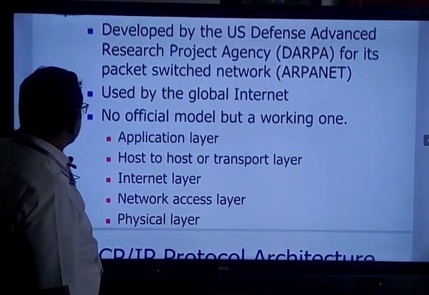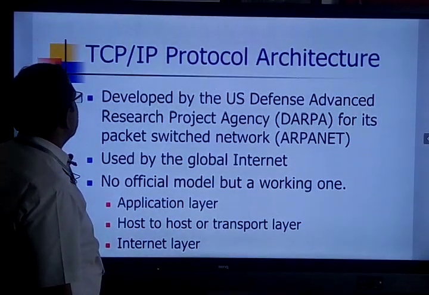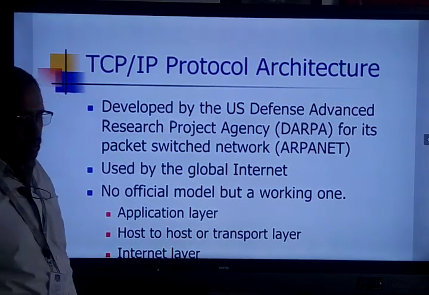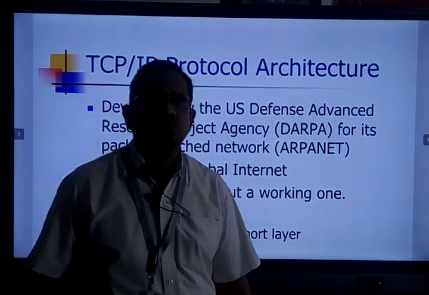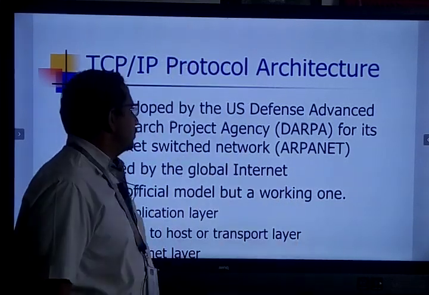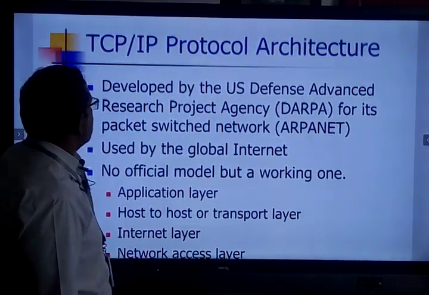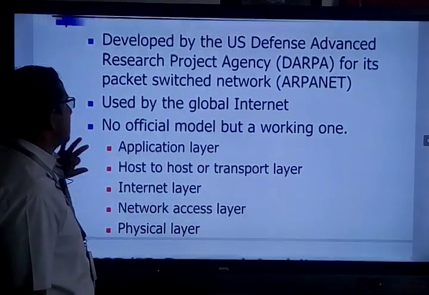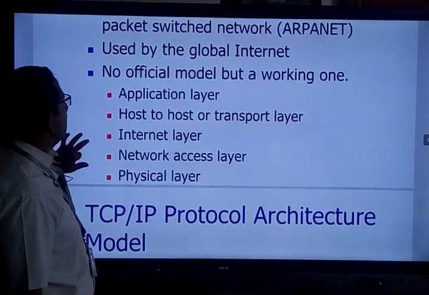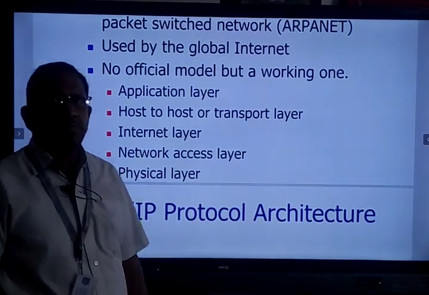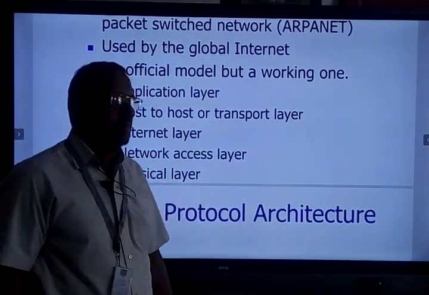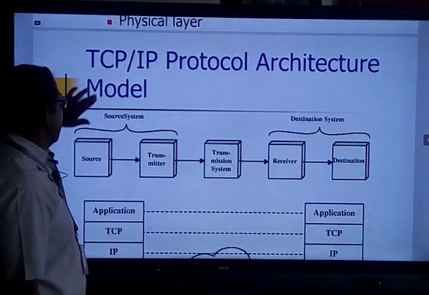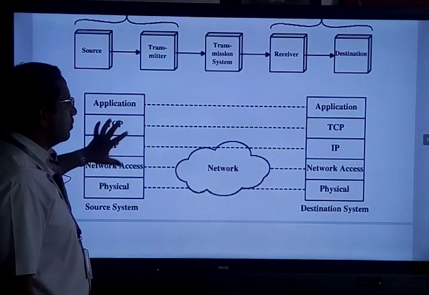Then one more layer is going to be called the TCP/IP layer, the TCP/IP protocol architecture. TCP/IP is also a technology which we use in networking. This was developed by the US Defense Advanced Research Projects Agency for its packet switching network used by the global internet. This TCP/IP is a practical application to implement global internet applications. It is going to use 5 layers only. That means it is something like a customized OSI model.